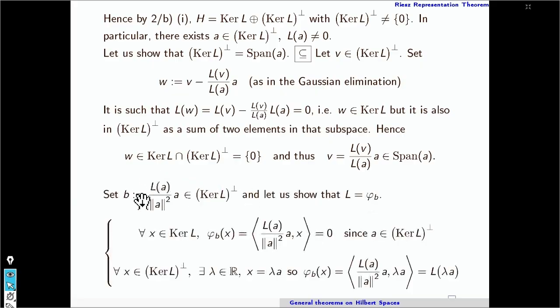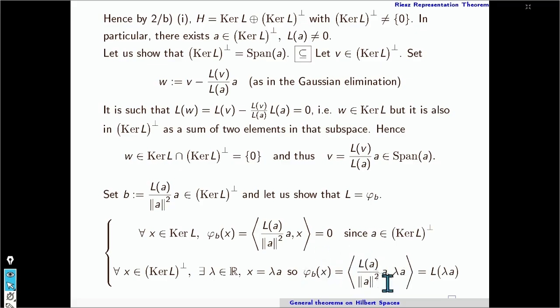So if we choose the correct factor, we want to show that then the linear map can indeed be written as inner product with this vector. So we check it on both summands. On the kernel, B is in the orthogonal of the kernel. So naturally, if we do the inner product with X, it gives 0. And for an element in the orthogonal of the kernel, we have seen that X has to be proportional to A.